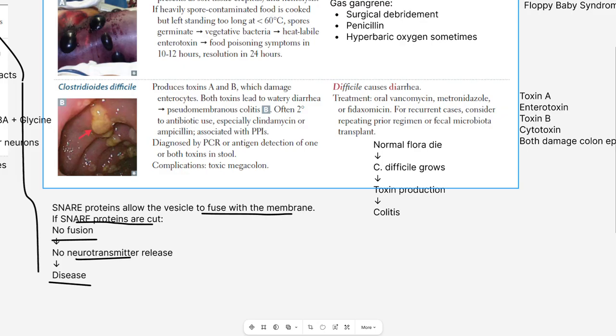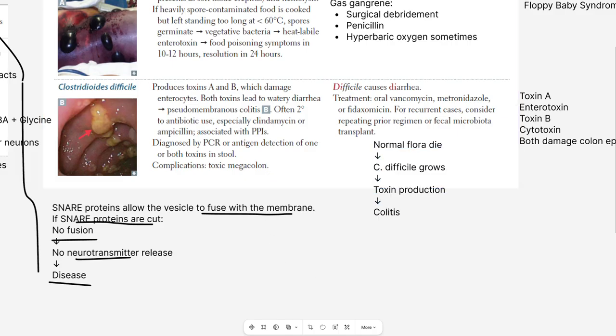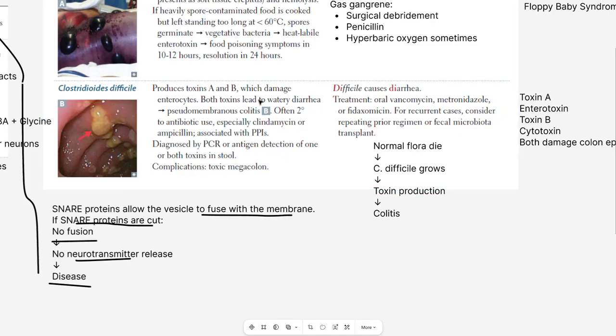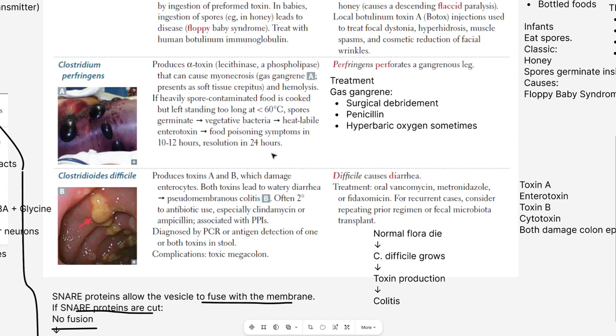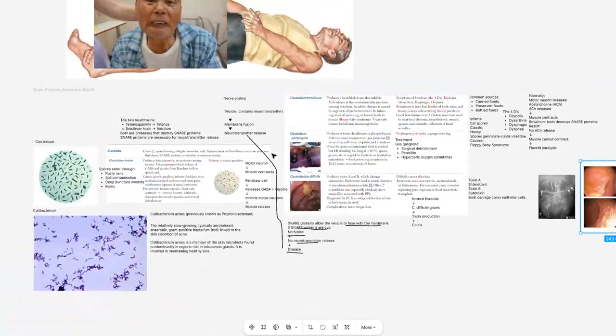Sounds really weird, but basically we take the healthy stool flora from a healthy patient and transplant it into this patient. And that really helps you fight off the C. difficile. I'll stop the video here because it's getting too long, but I hope you guys got a good heads up on this.